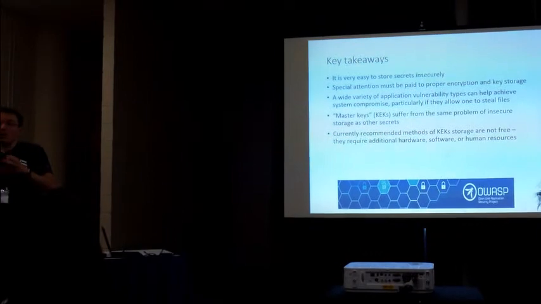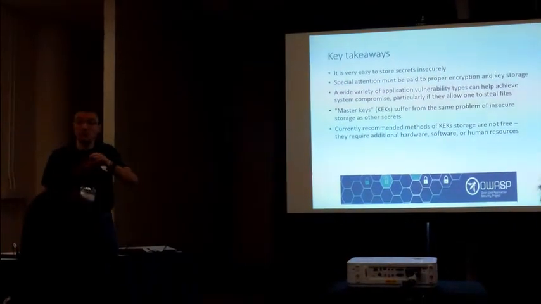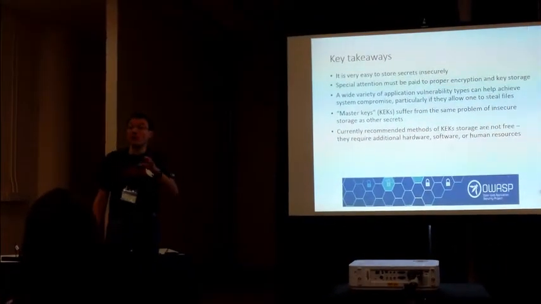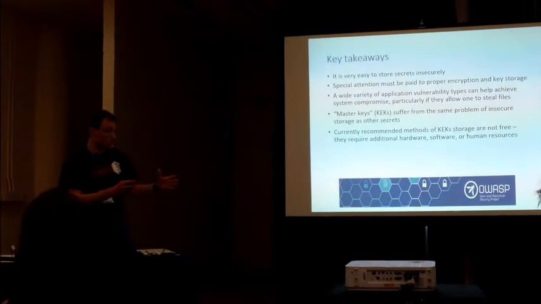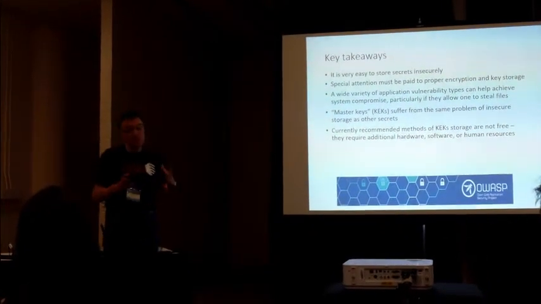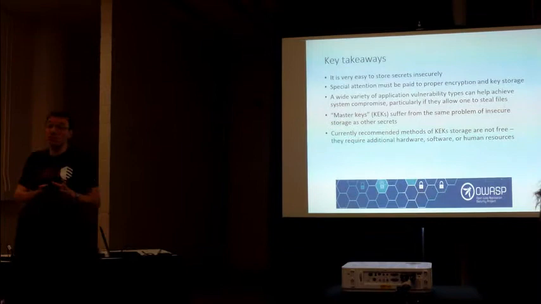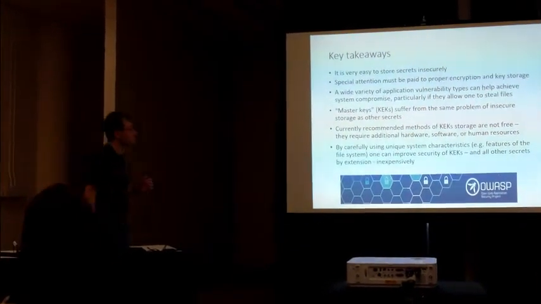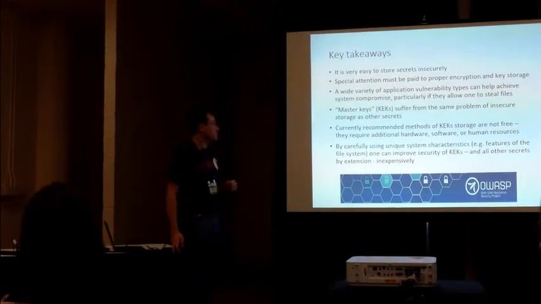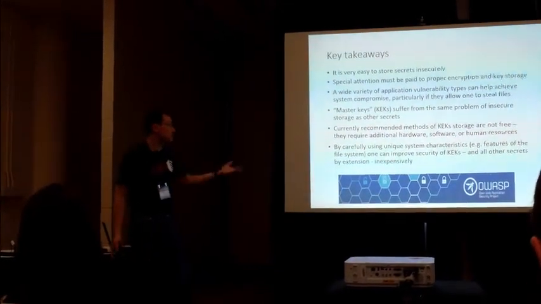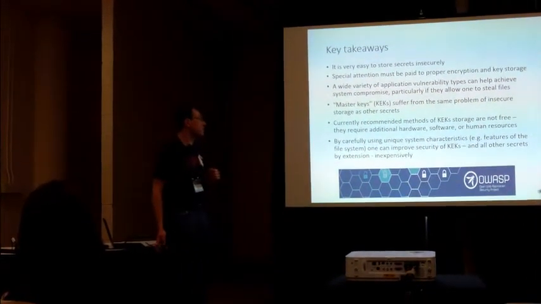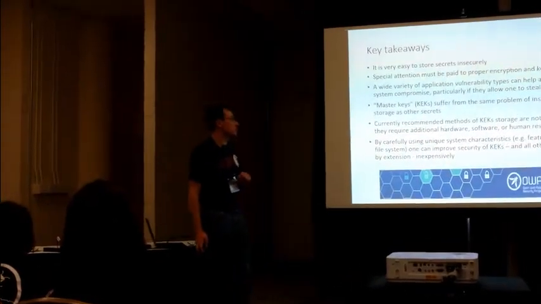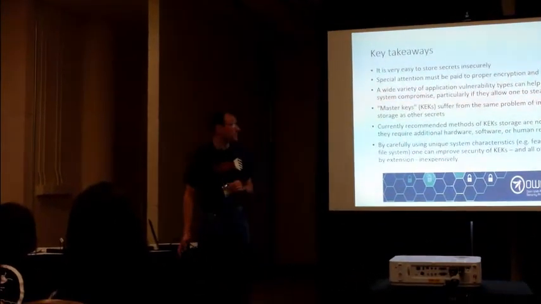Master keys usually suffer from the same problems, and currently recommended methods of master key storage are mature and they're great, but not everyone can afford them. They're probably not a good fit for every type of application. So the method that we propose can be a stopgap measure, and you can graduate to a more mature solution later on. And basically by using Unix system characteristics, in our case, the file system, you can really improve the security of your keys inexpensively.